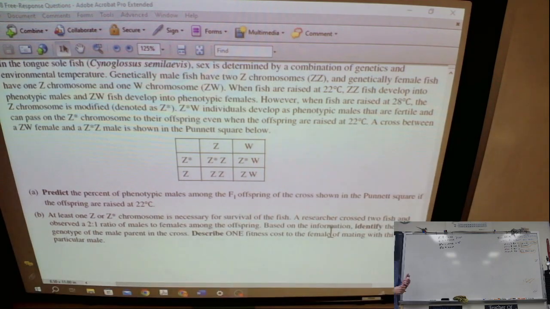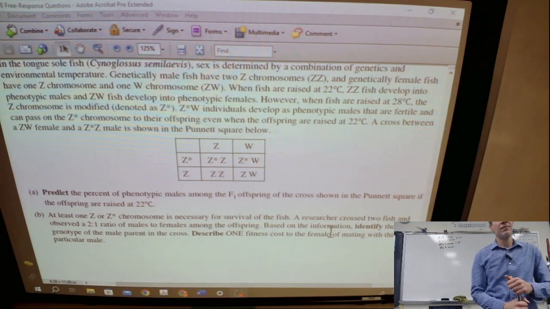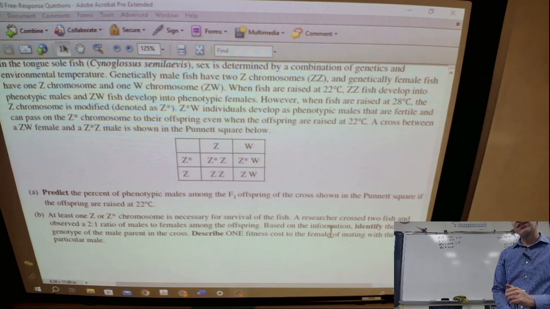Is fitness cost like a disadvantage? Yeah, cost is always like a negative.